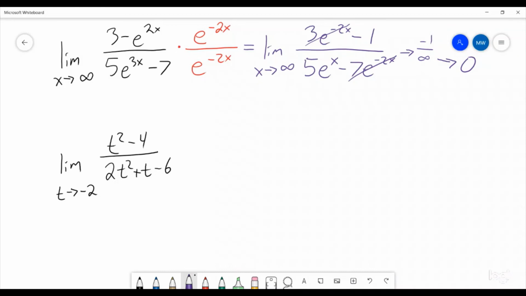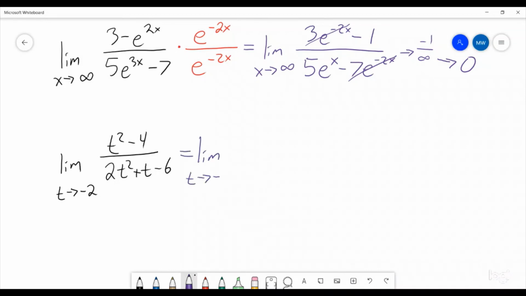We have to make sure the bottom is not going to 0 to be able to immediately jump to this limit. But if we plug in negative 2, we get 2 times negative 2 squared, so that's 2 times 4, so that's 8, minus 2 minus 6. This is a 0 over 0. So this does not necessarily go to 0. That means somehow this will factor and we can cancel it out. So let's try and factor this out.